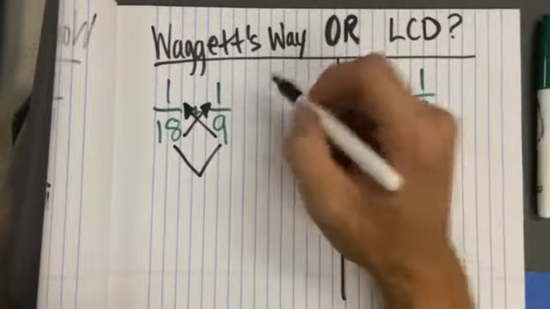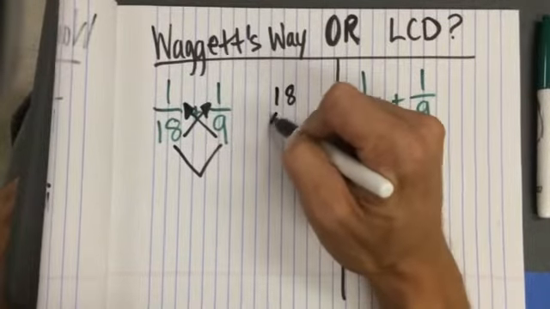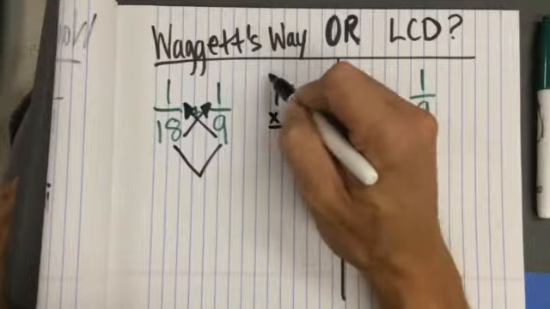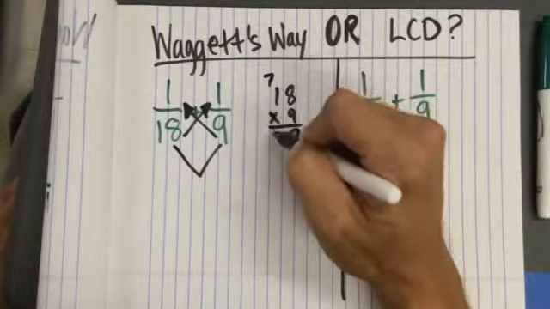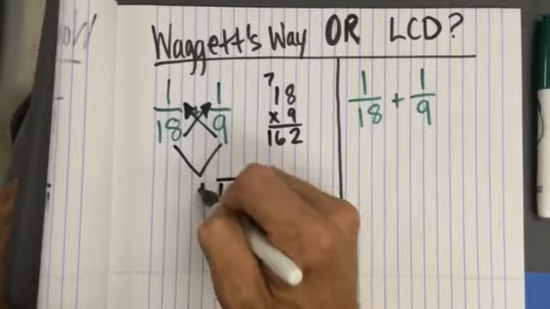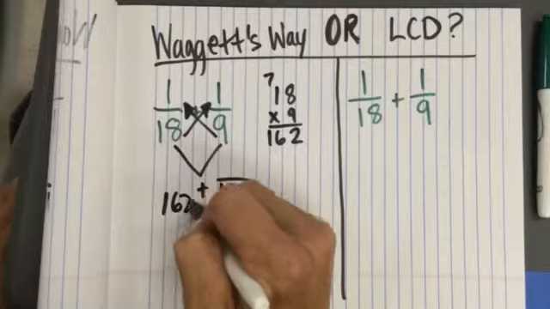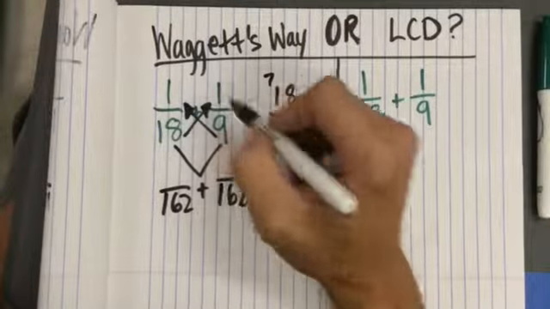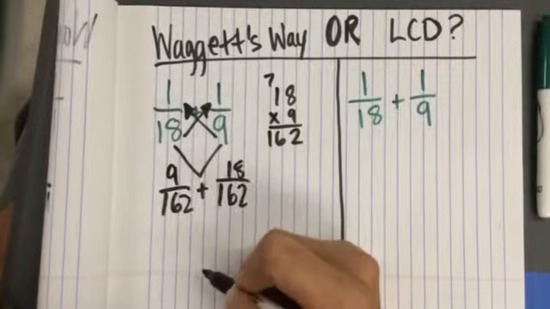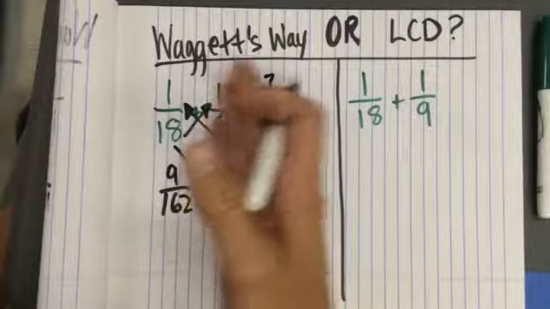18 times 9, I don't know that off the top of my head, neither will your child. You probably don't either. 8 times 9 is 72. We carry our 7. 9 times 1 is 9, plus 7 is 16. So 162 is our new denominator. Wow. Imagine what your child might be thinking right now. 18 times 1 is 18. 9 times 1 is 9. And this is just with 1 as our numerator.